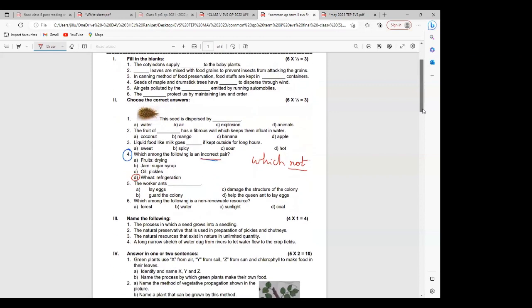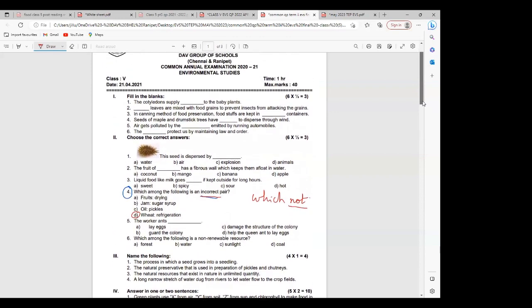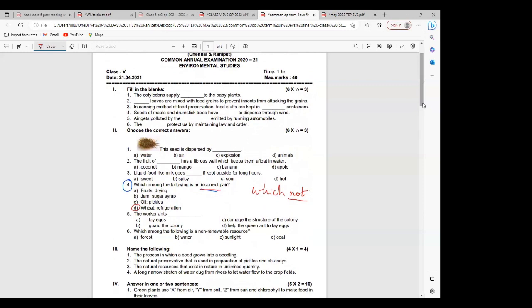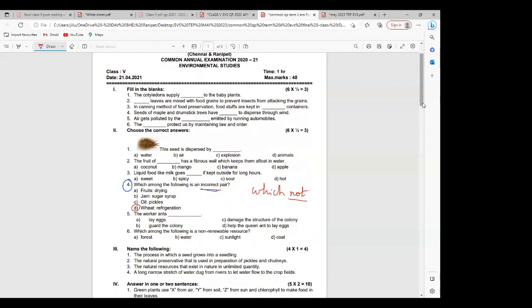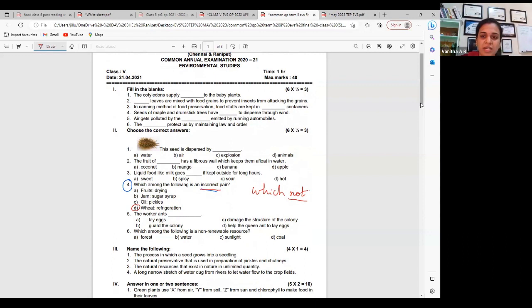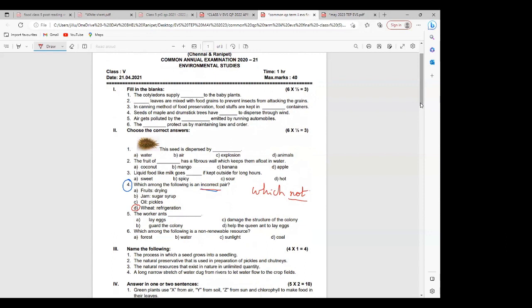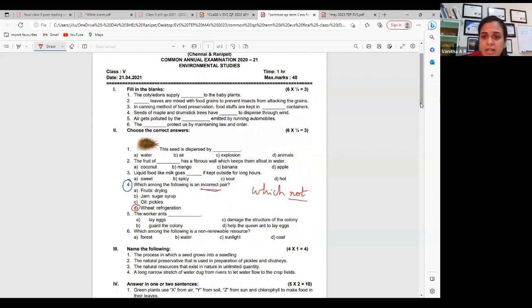Ma'am, one more doubt. Will the drying method come for fruits? Yes, ma'am. For mangoes, we dry. Many fruits we dry, like apricots, raisins. Nowadays, all the fruits are coming in dry, berries. So this is again an analogy type, but it tests the incorrect pair. This comes in preservation methods.